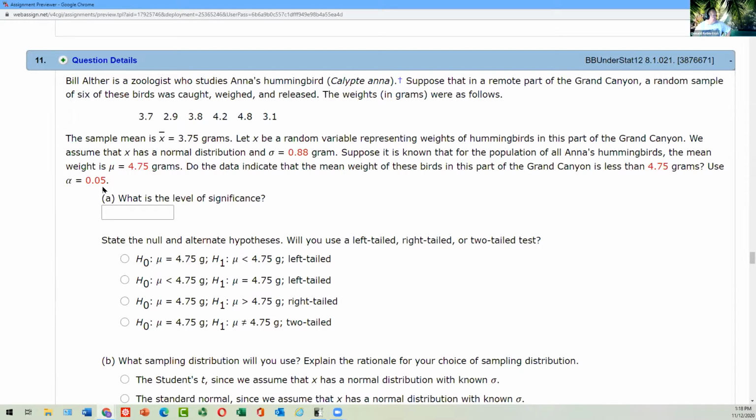And we're being asked, does the data indicate that the mean weight of these birds is less than 4.75? So we want to find out, is there evidence to prove that the mean weight is less than 4.75? Everything I just said has been written down. I'm now going to take you through the process.